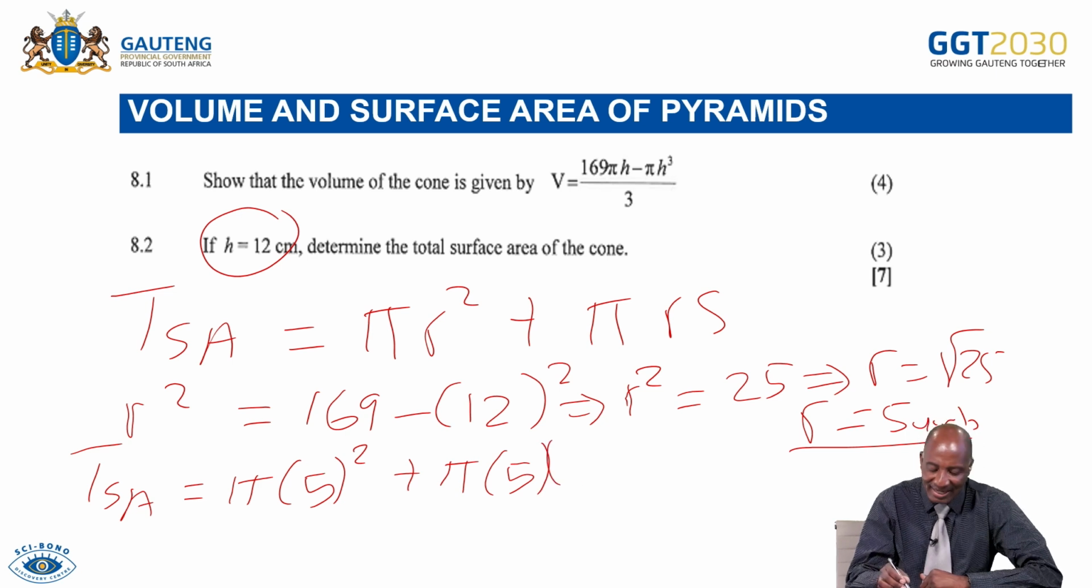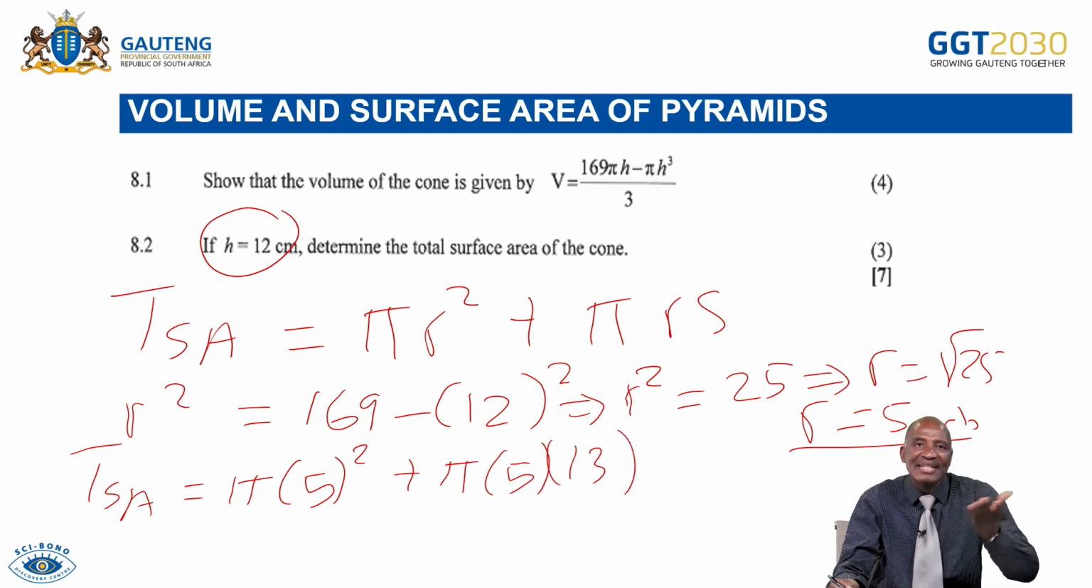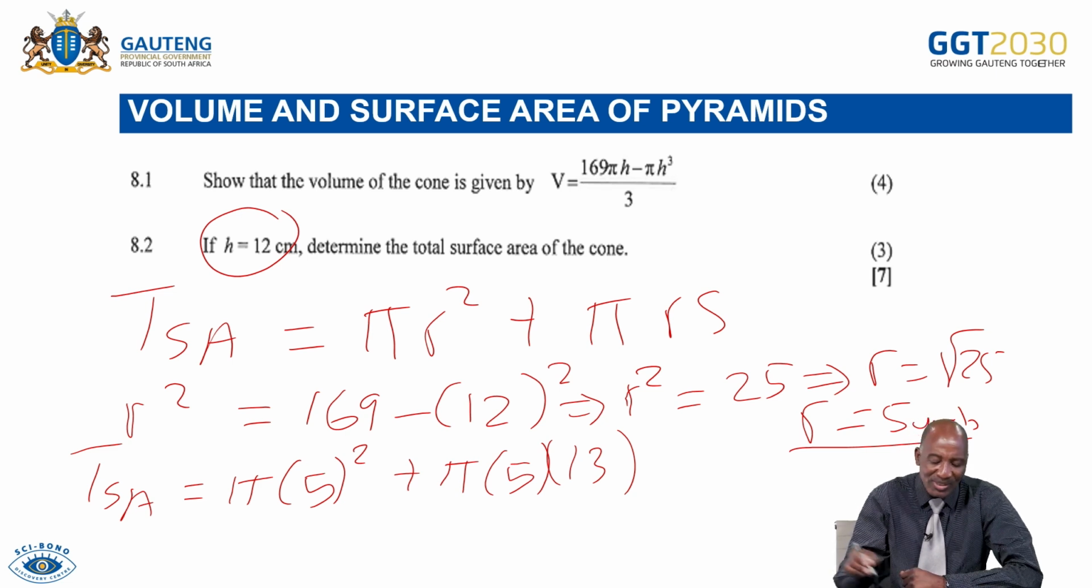Our s is our lateral height, which is 13. So we multiply that by 13. If you want, you can take it in factorized form because pi r is a common factor. But substituting directly into the formula would then yield the final total surface area.